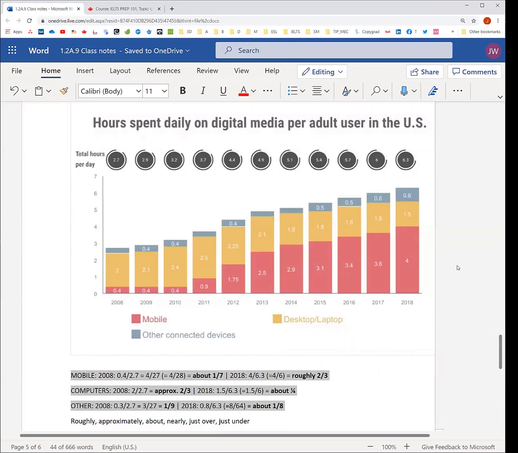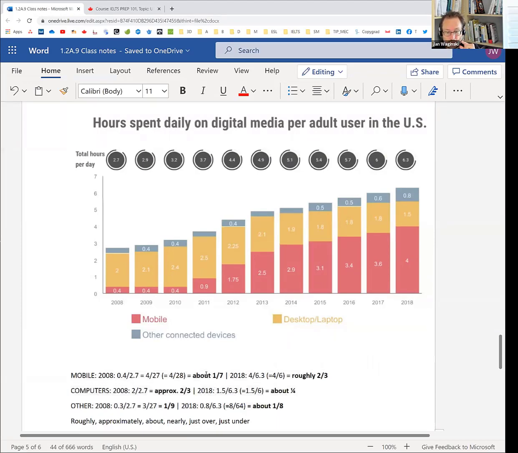But that will come in the body paragraph, isn't it, if we describe this fact? Yes, it will come in the body paragraph. That's the kind of description that comes first, and then at the end, you would give something like this. Over the period of the study, mobile device use went from about 1/7 of the time that people spent on digital media per day to about 2/3. Okay, so that's going to come at the end.